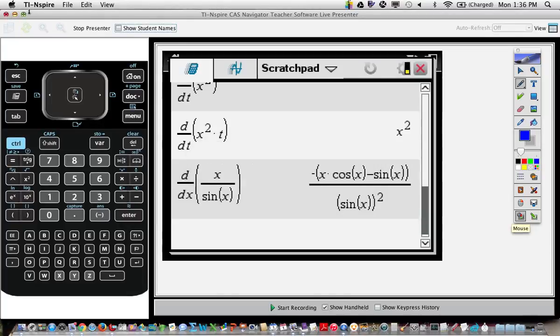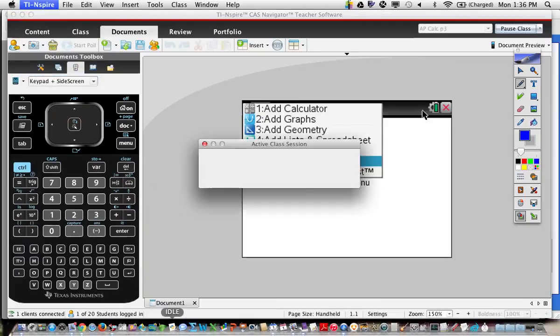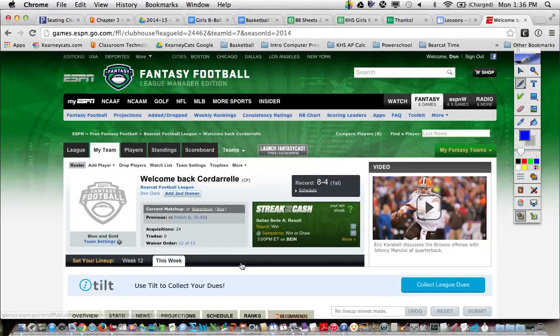Okay, so our homework is going to be that first one there, section 3.1.